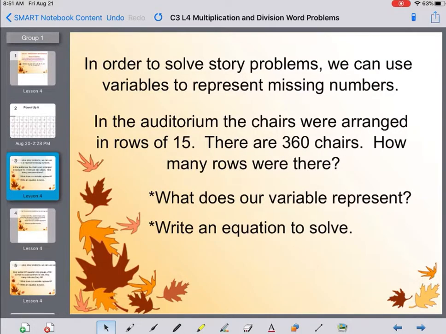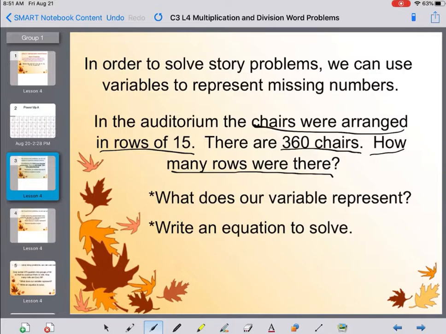So, in order to solve story problems, we can use variables to represent missing numbers. In the auditorium, the chairs were arranged in rows of 15. There are 360 chairs. How many rows are there? In the problem-solving process, I always like to find out what I am trying to solve for. Here, we're trying to find how many rows there were, and I also like to identify what I am given. There are 360 chairs total, and 15 chairs per row. Our variable will represent the number of rows, and then we write an equation to solve. I know 360 chairs in total, all divided by 15 chairs per row, is going to give us the number of rows.